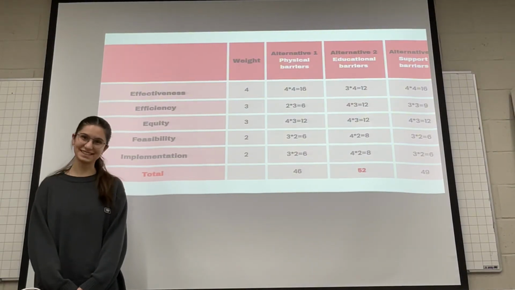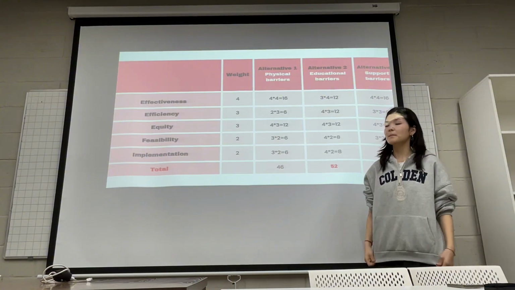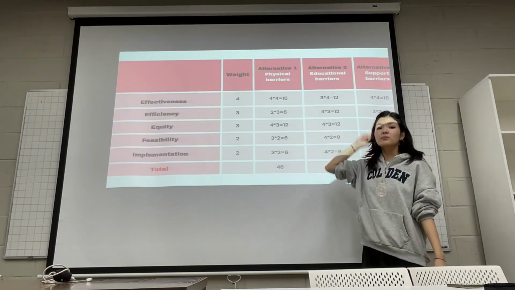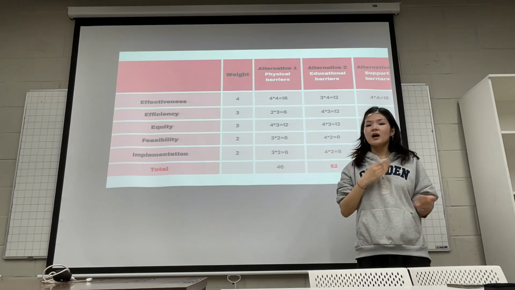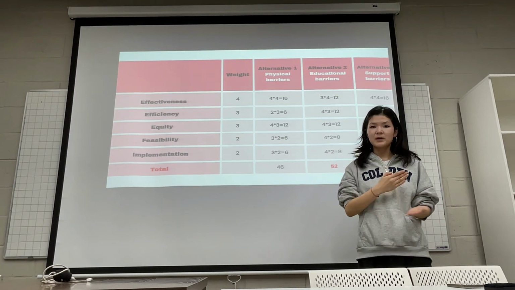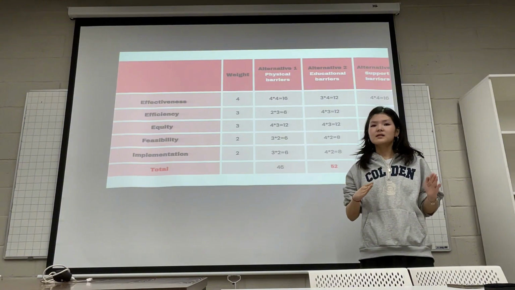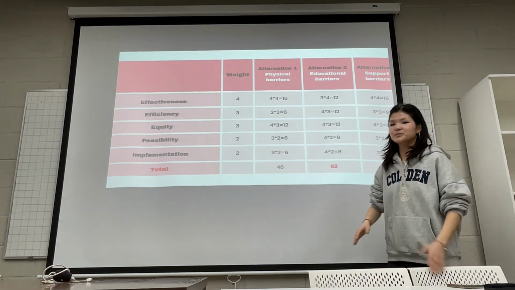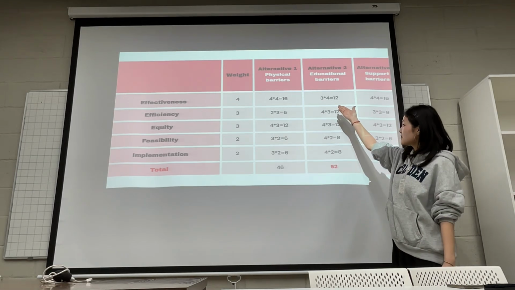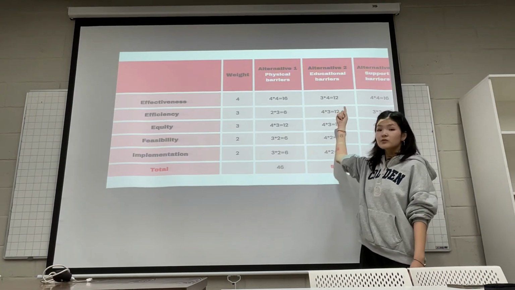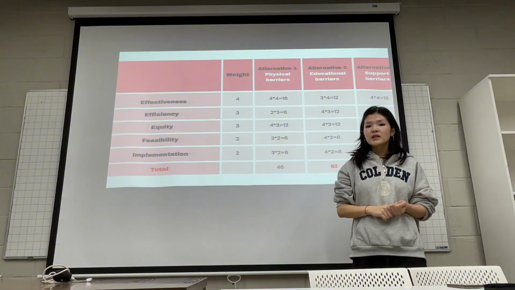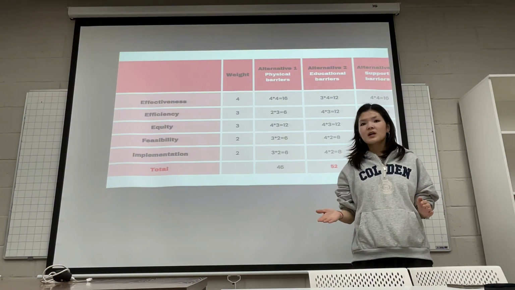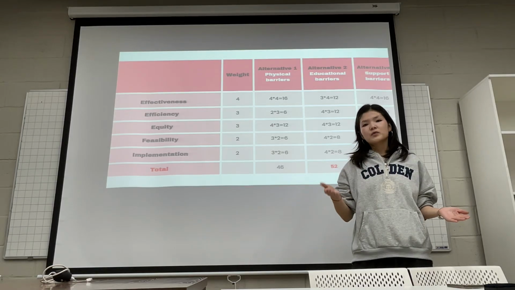So in the second alternative for effectiveness, we put 3, because teacher training helps teachers support students better, but it does not remove physical barriers like stairs or the lack of elevators.